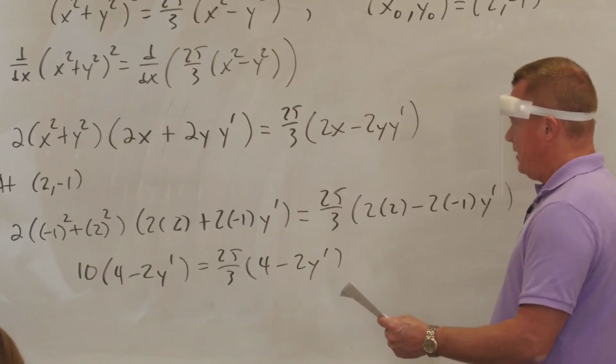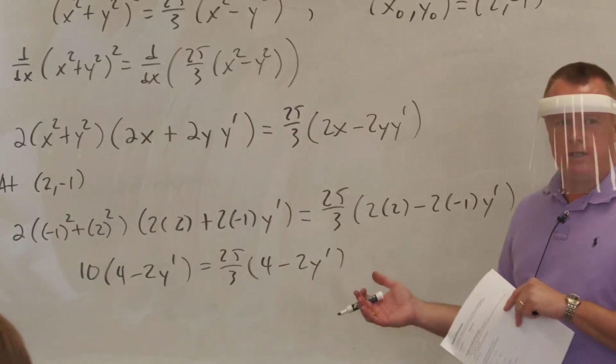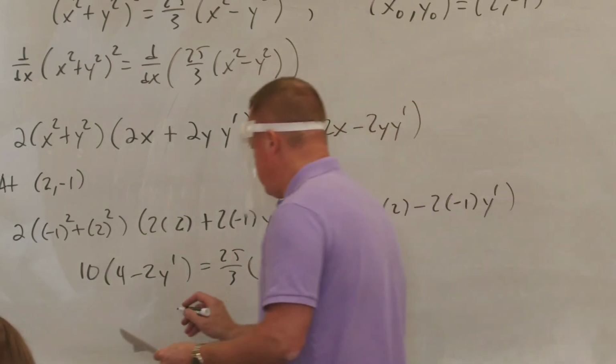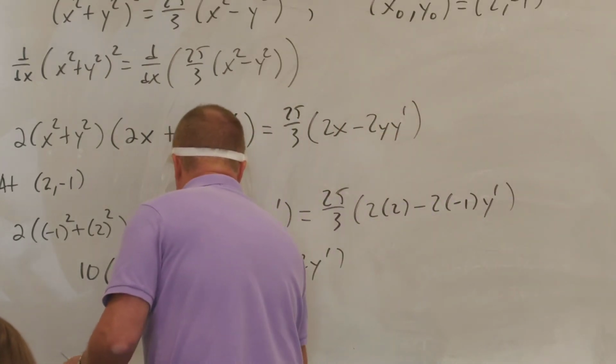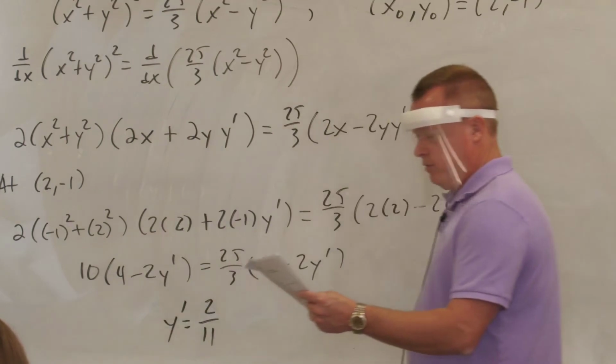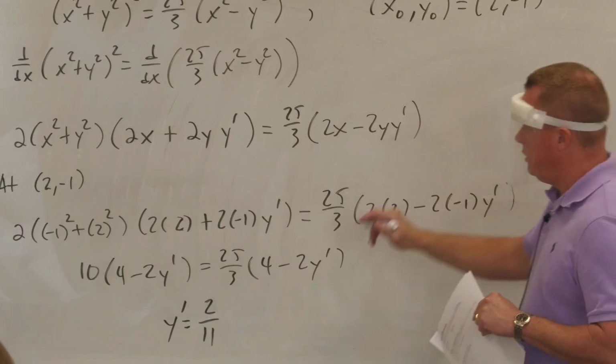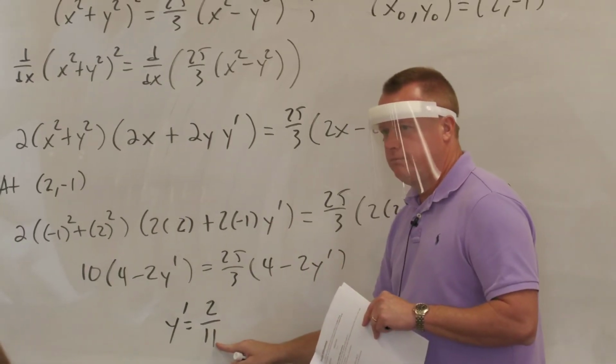Okay. And it's a little bit of algebra. This is algebra 1 right here, right? So just solve this now for y prime. You will end up with this. Y prime equals 2 over 11. Okay, that's what you should end up with there. Any questions about that so far? So the slope of the tangent line at 2, negative 1 is 2 over 11.